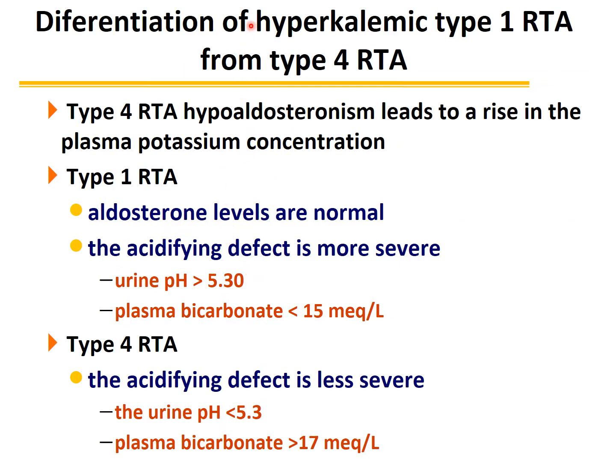Now, differentiating between type 1 and type 4. In type 4 renal tubular acidosis, hypoaldosteronism leads to a rise in the plasma potassium concentration. Why? When you have type 1 renal tubular acidosis, the aldosterone level is usually normal, and the acidifying defect is more severe. So the urine pH is more than 5.3, and the plasma bicarbonate level is relatively very low. While in type 4, we have a lower urine pH. That's good because we can excrete protons, and the bicarbonate usually is higher compared to type 1 renal tubular acidosis.